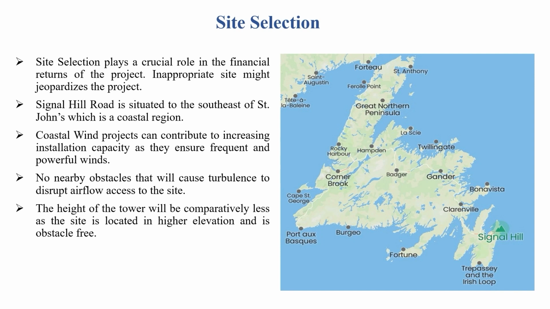There is a benefit to choosing this site. Coastal wind projects can contribute to increased installation capacity and they ensure frequent and powerful winds. As a remote location, there is no nearby obstacle that will cause turbulence and disruption in the airflow, and that will be beneficial for our power generation. The height of the tower will be comparatively less as the site is located at a higher elevation and there is no obstacle. So we can get fluent wind flow and that will be helpful for our project as well.